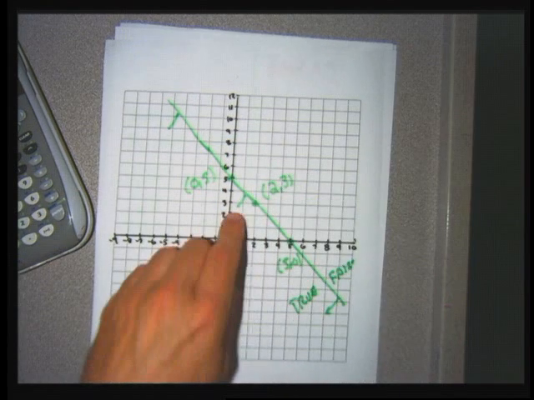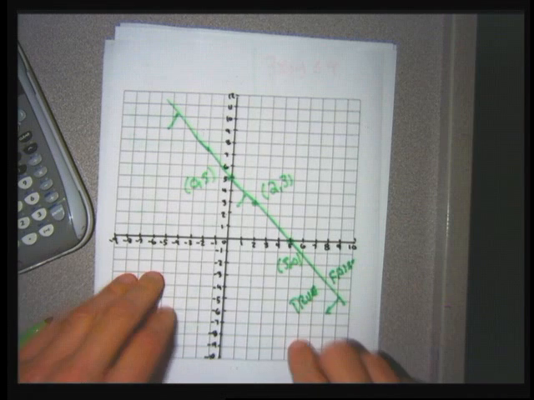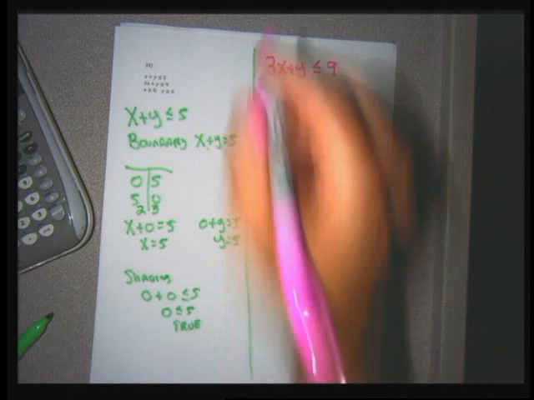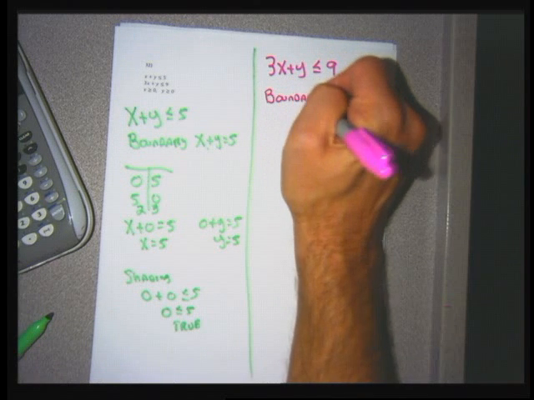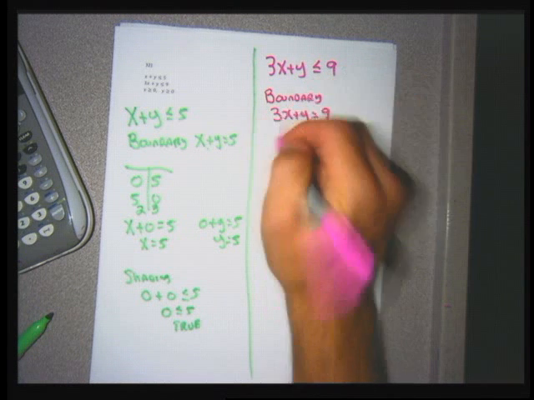So eventually I'm going to shade this down. And I'm not going to go outside the first quadrant because of the trivial constraint, x greater than or equal to 0, y greater than or equal to 0. Next one, same thing. I'm going to do my boundary, which is 3x plus y equal to 9.